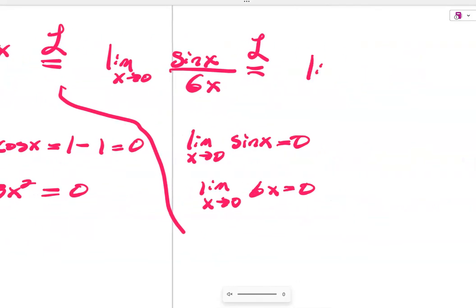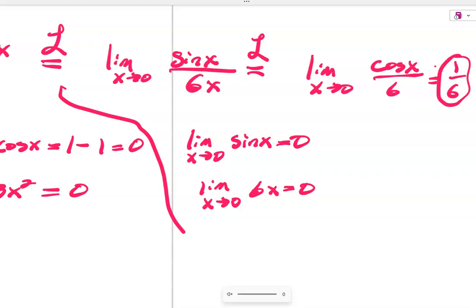Look at this. I think you can see already this is going to be our last one. Derivative of sine is cosine. Derivative of 6x is just a 6. And then what? We'd get 1 over 6 because the cosine of 0 is 1. That's all we've got for this lesson. Don't worry about any additional examples. But what a game changer. We're seeing L'Hopital's rule can be used repeatedly, but you must check to make sure it applies.